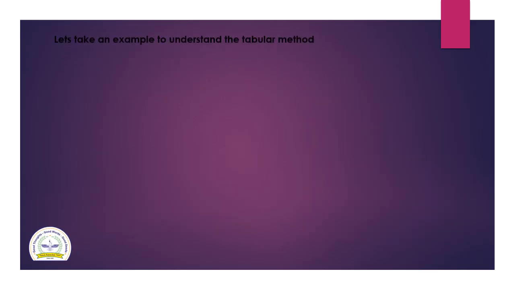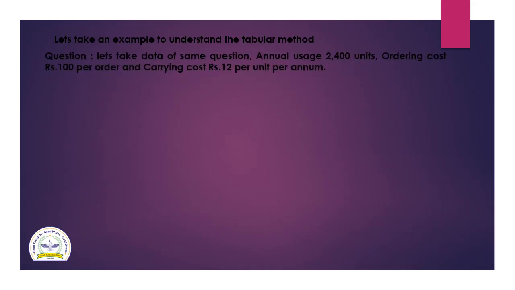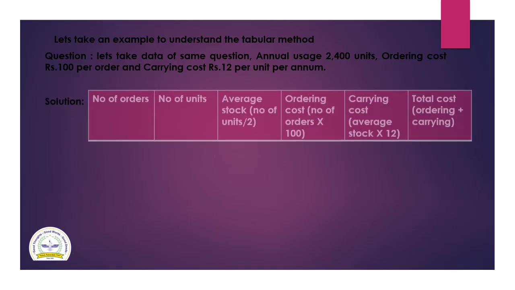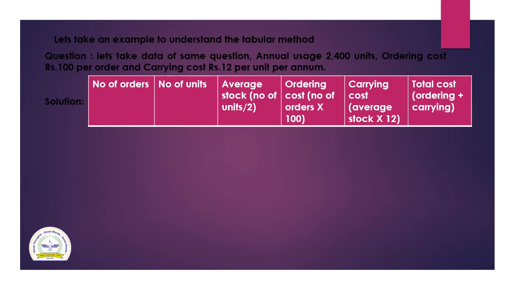We have taken the same example for the tabular method as well. So we have annual usage of 2400 units, ordering cost of rupees 100 per order, and carrying cost of rupees 12 per unit per annum. In the tabular method, we need to prepare a table of 6 columns: number of orders, number of units, average stock, which is column number 2 divided by 2.